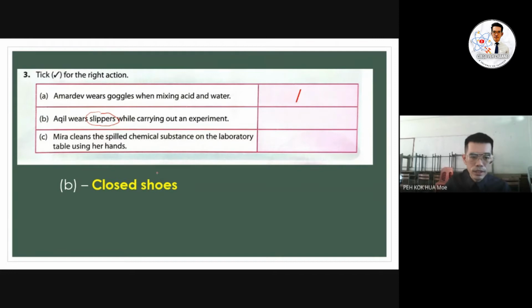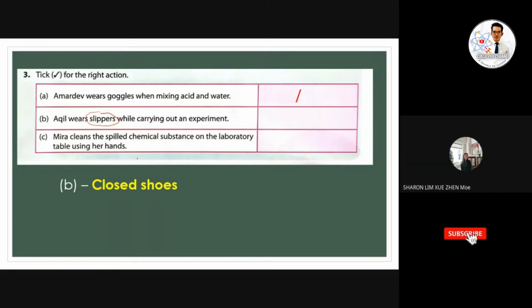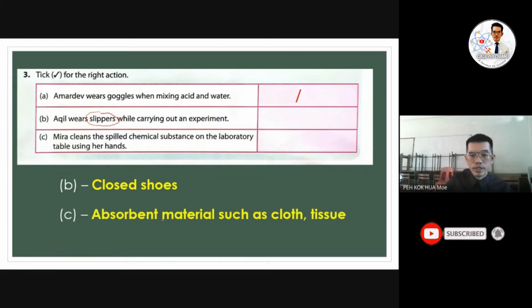So C is Mira. She cleans the spilled chemical on the laboratory table using her hands. Is it correct? False. Wrong, yes. So she should use the proper material. Here we have to wear gloves to handle the chemicals. So the answer here should be wear gloves. Or you can actually use absorber material to absorb the chemical, together with wearing gloves.